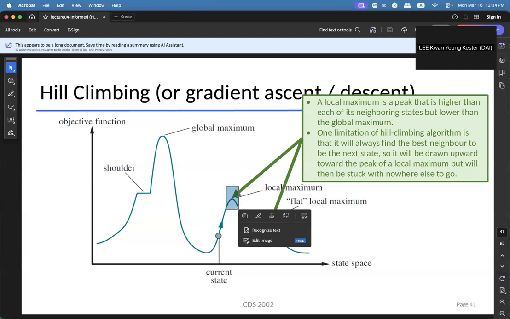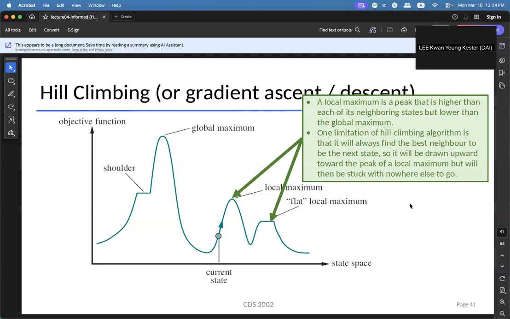But the issue of hill climbing is also very obvious, as we already pointed out. When you do the search in this manner, you can actually get stuck in a local maximum. A local maximum refers to a peak of objective value that is better than the surrounding state values. So if you are running hill climbing, you can get stuck at the local maximum.